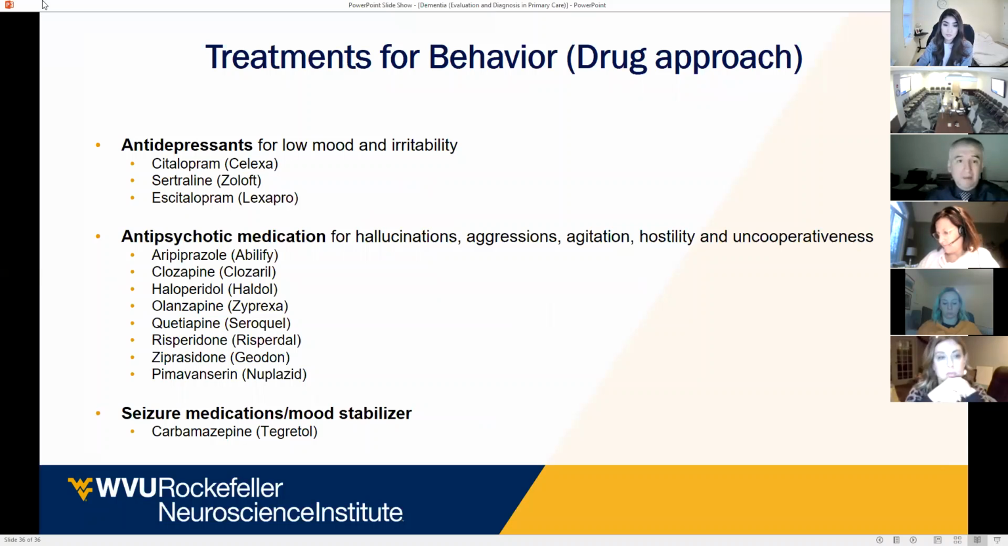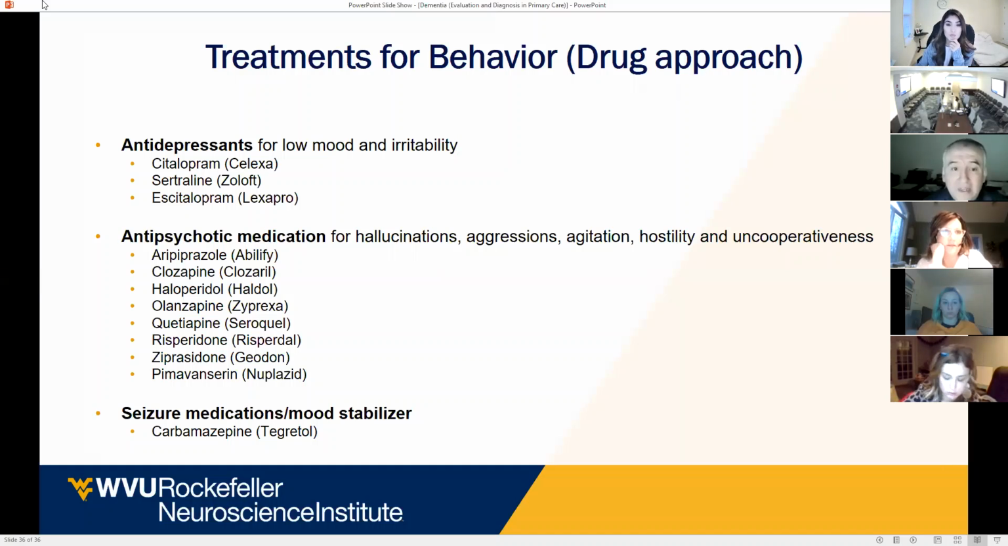Treatment for behaviors. If the patient is quite agitated, having a lot of hallucinations, we need to have an honest discussion with the family. We can prescribe antipsychotic medications, but remember, antipsychotic medications are not FDA approved. And the risks of these medications are that they increase heart attacks, strokes, falls, bleeding. And we need to talk to families about risks and benefits.